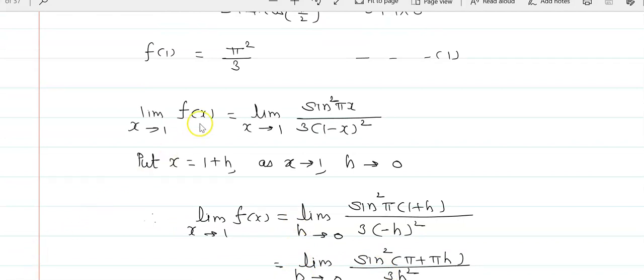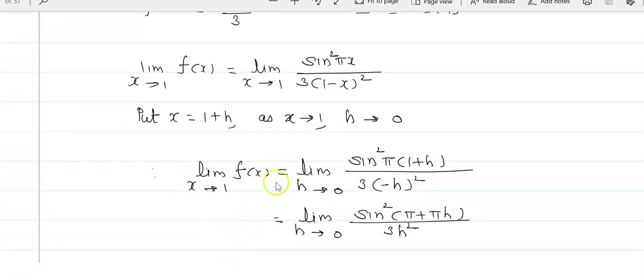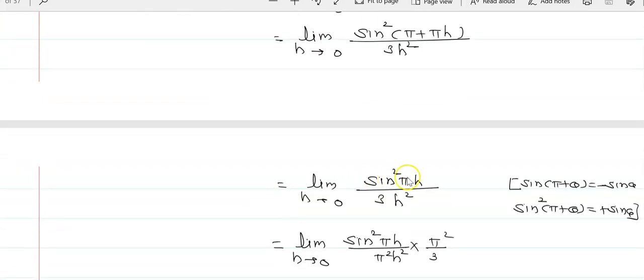Limit x tends to 1, f of x is equal to limit x tends to 1 sin square pi x upon 3 in bracket 1 minus x. Put x is equal to 1 plus h. As x tends to 1, h tends to 0. Limit x tends to 1, f of x is equal to limit h tends to 0 of sin square pi in bracket 1 plus h upon 3 h square. Multiply this pi with 1 and h. Then you will get sin square pi plus pi h. Now again, sin of pi plus theta is minus sin theta, and sin square of pi plus theta is minus sin theta into minus sin theta, that will become sin square theta.